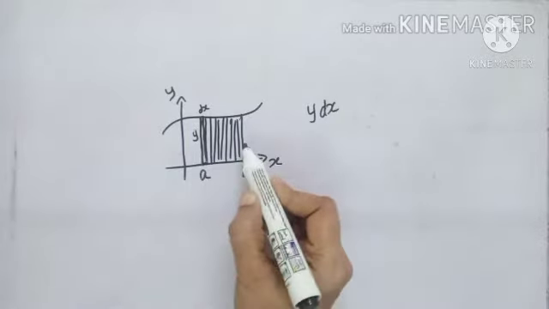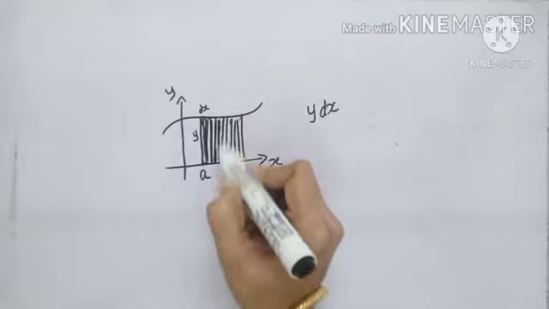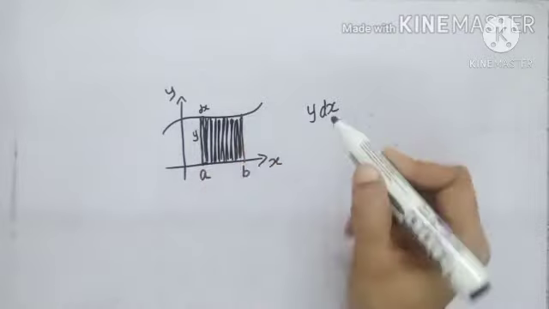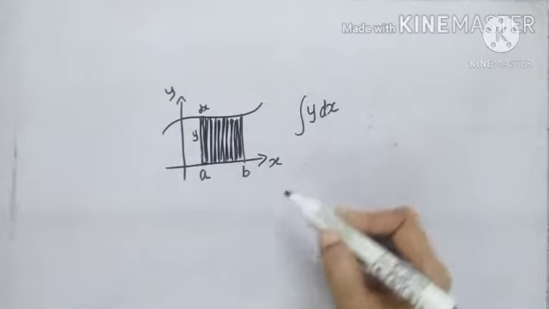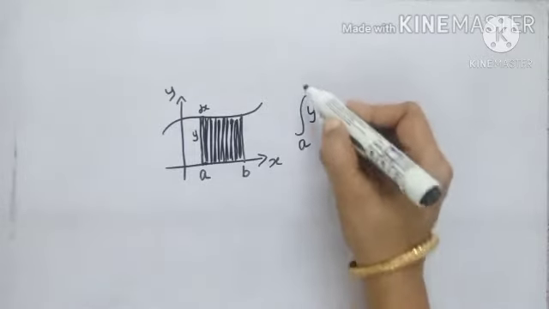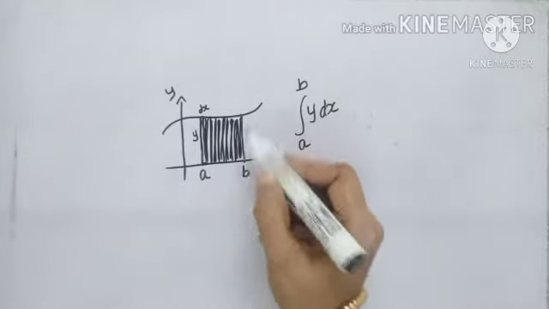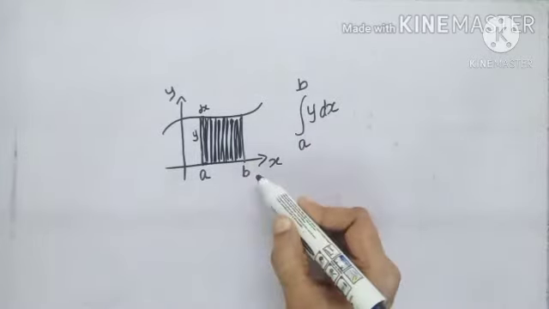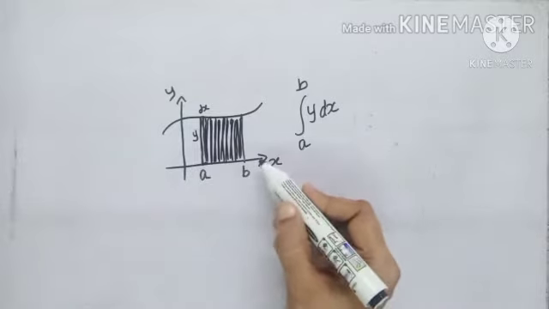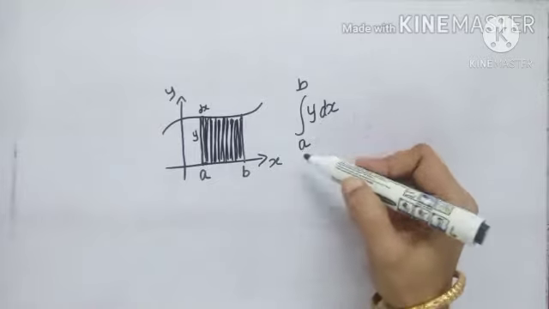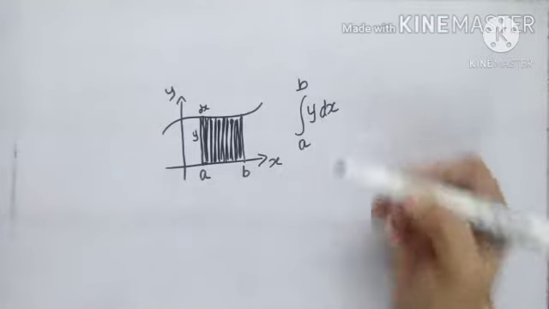How many such rectangles are there? There are numerous rectangles. So I want the full area, which means it is integration from A to B. And we already learnt integration is nothing but summation. So from A to B, I add all these rectangles, I get the entire area. So the formula is integral A to B y dx.